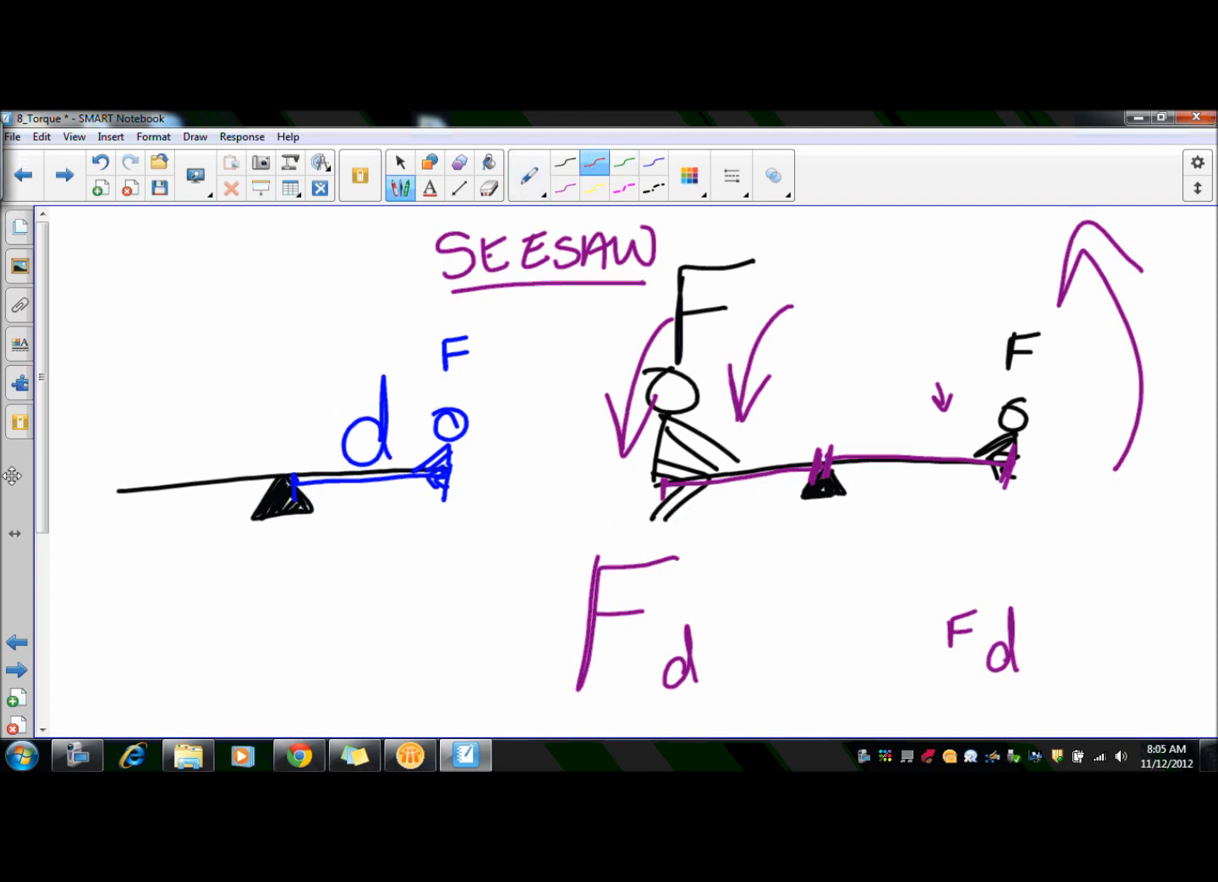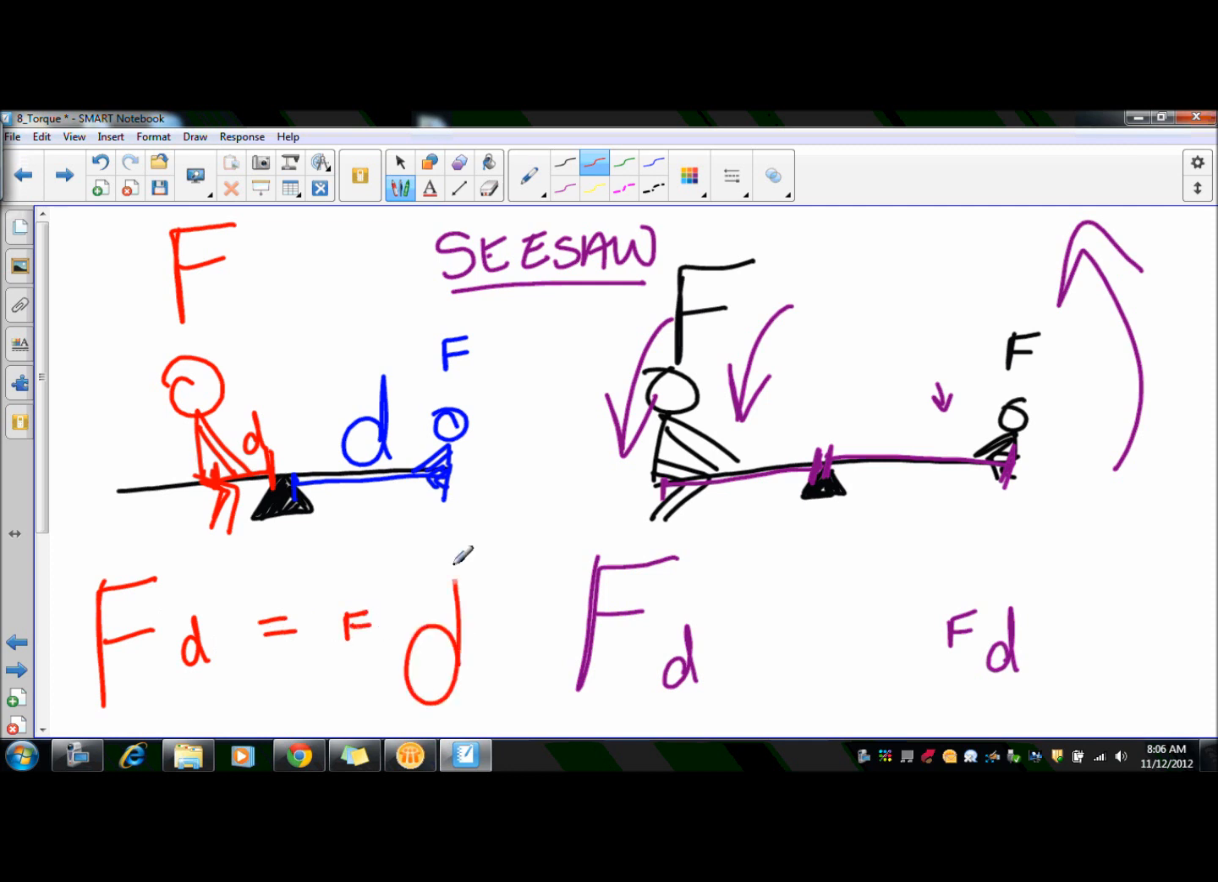For our parent, we have a large force, so we're going to need a little distance. So we're going to have him or her sit much closer to the pivot point. So this is a big force with a little distance. And so large force with little distance will equal the little force with the large distance. And now they will have equal ups and downs. And so both of them can have lots of fun again.